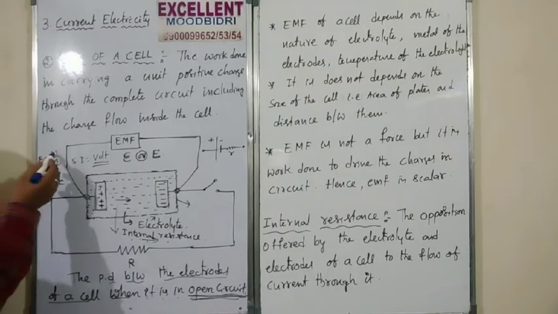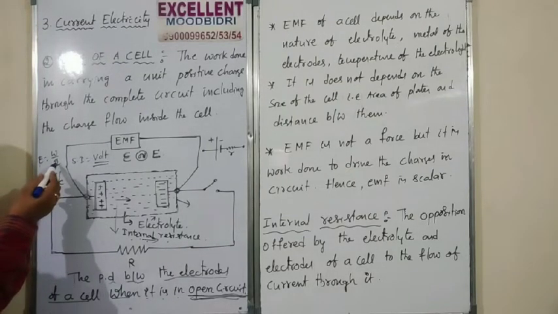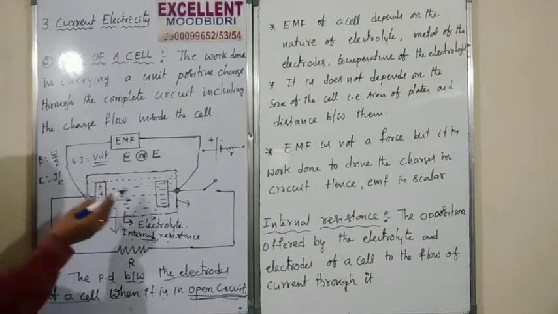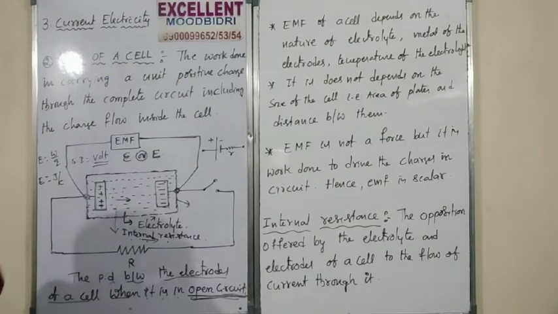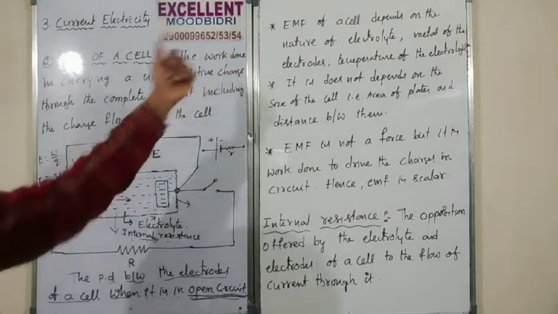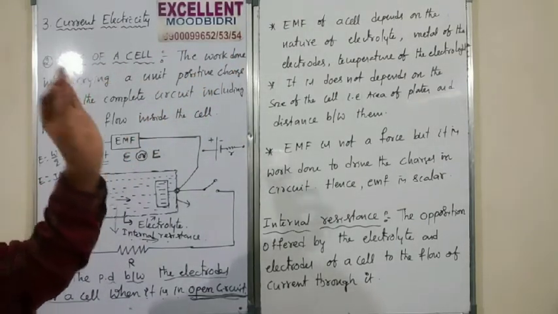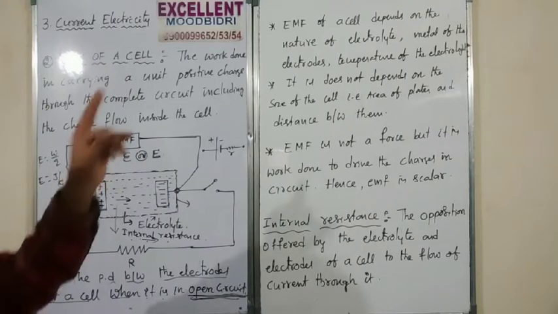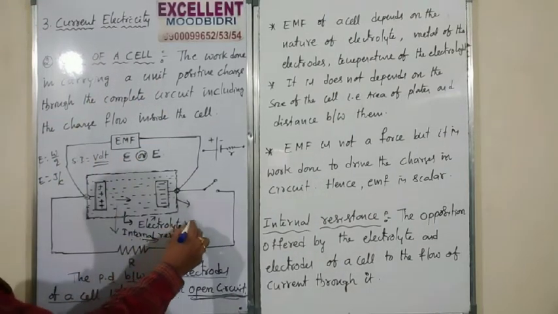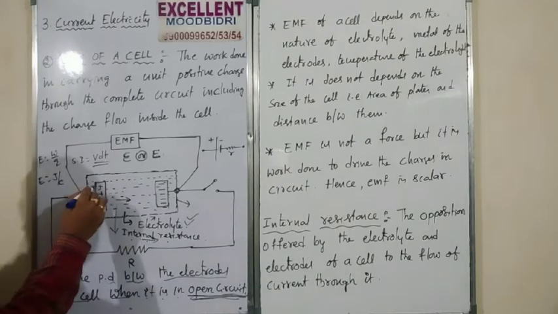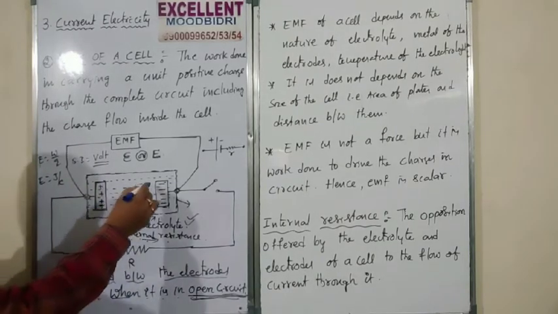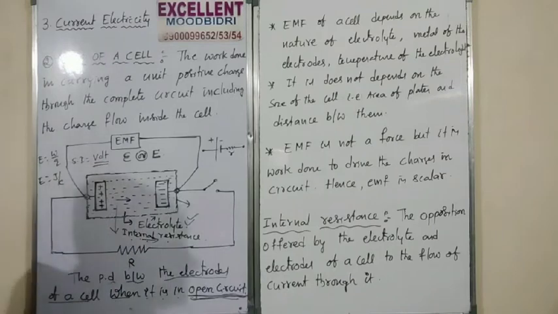The amount of work done required to bring a unit positive charge from one point to another through a complete circuit is known as EMF. Alright, still some more points about EMF. EMF of a cell depends on the nature of the electrolyte and the metal of the electrodes. Electrodes and all, we learned already in chemistry. Yes or no?